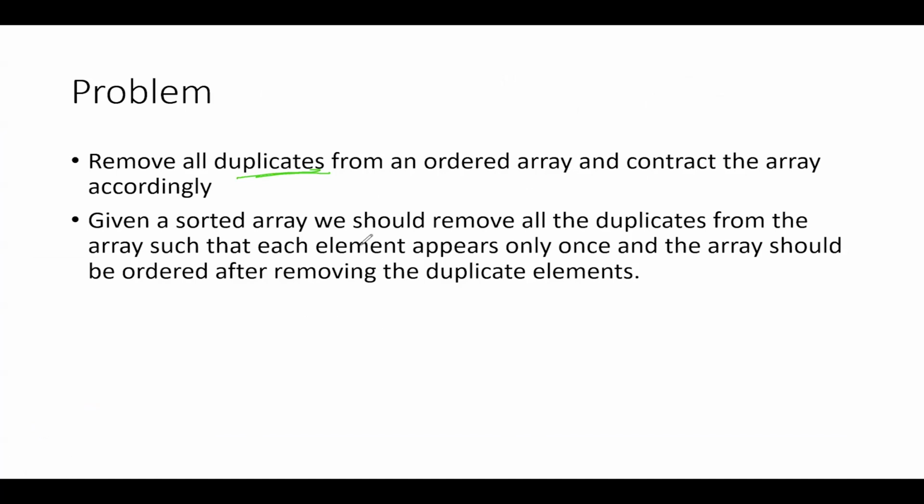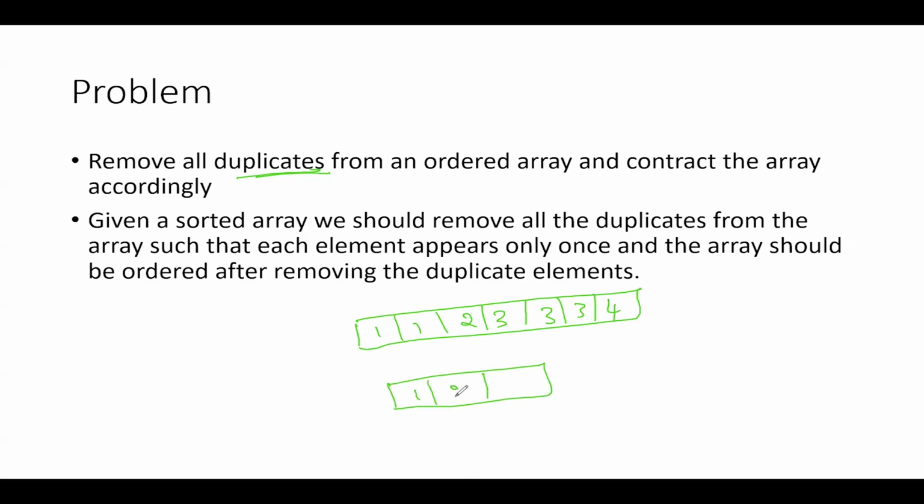Given a sorted array, we should remove all the duplicates from the array such that each element appears only once, and the array should be ordered after removing the duplicate elements. Which means that suppose I have the values 1, 1, 2, 3, 3, 3, 4. In this way, if I have an array, then my output should be 1, 2, 3, 4. Now, when I'm removing the duplicate elements, the excess has to be removed, but the single value should be present. It doesn't mean that I'm going to remove all the elements.